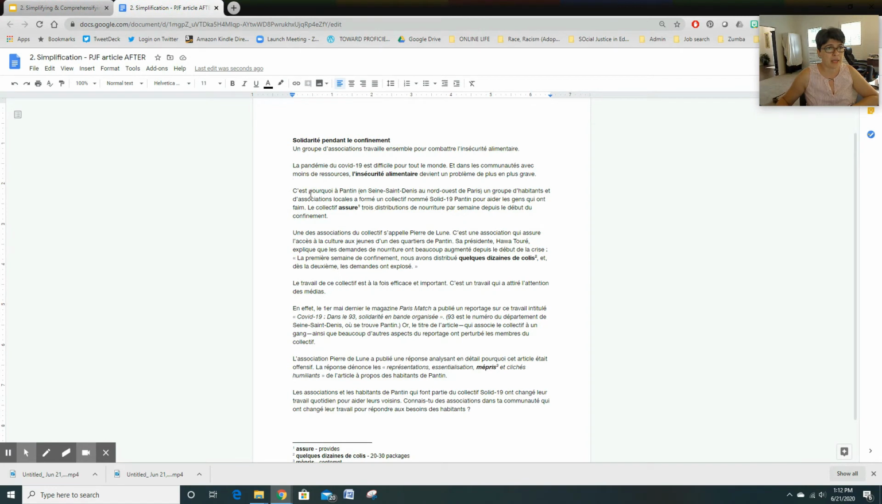Okay. C'est pourquoi à Pantin, en Seine-Saint-Denis au nord-ouest de Paris, un groupe d'habitants et d'associations locales a formé un collectif nommé Solidaires Pantin pour aider les gens qui ont faim. Okay. So, c'est pourquoi, we already said, very good transition word, very novice appropriate. The sentence is a little long. We're establishing a lot of things in the sentence, where Pantin is, but that's okay.